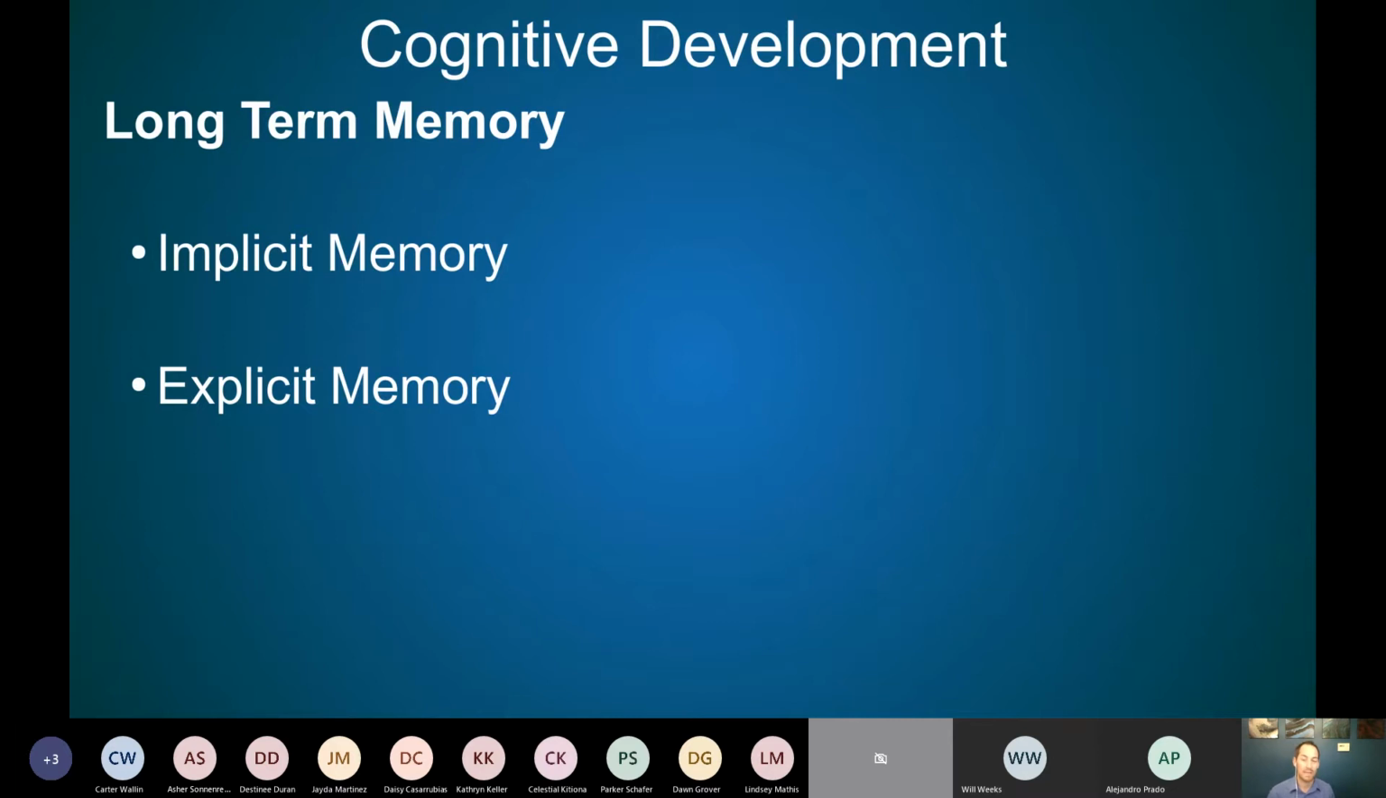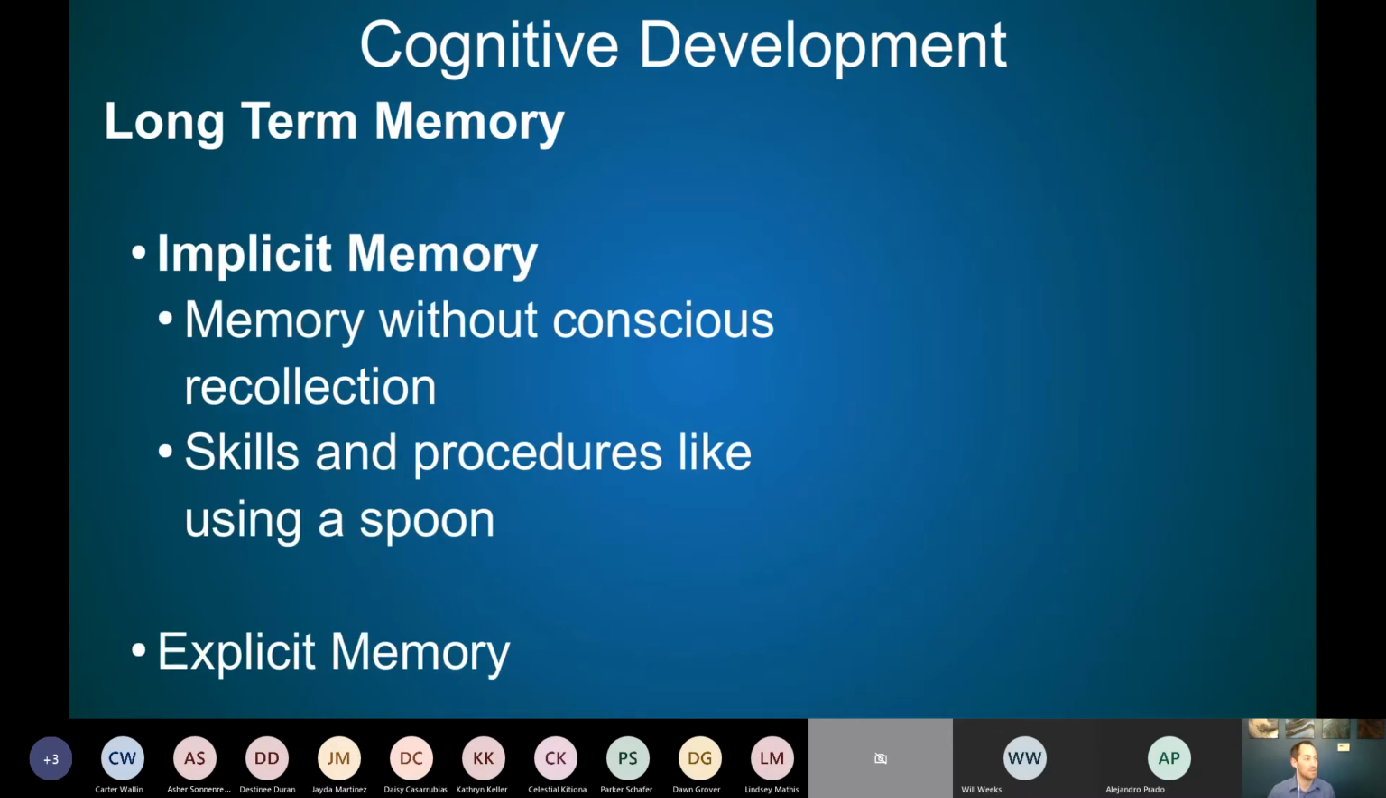So there are two different kinds of memories that we store in long-term memory. One is implicit and the other is explicit memory. Implicit memory is a memory without our conscious recollection. So it's there in our long-term memory. It is stored and it's useful and it works. It's for things like skills and procedures, like being able to pick up and use a pen.